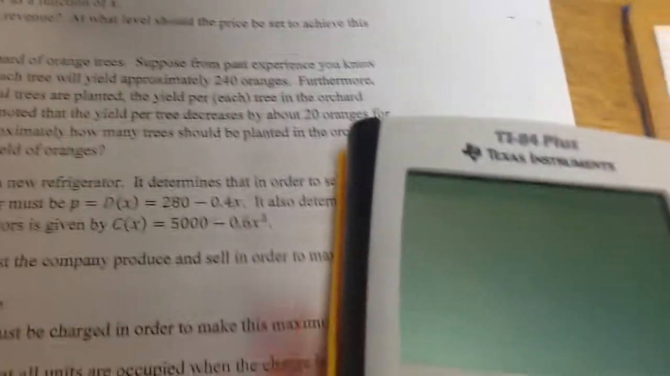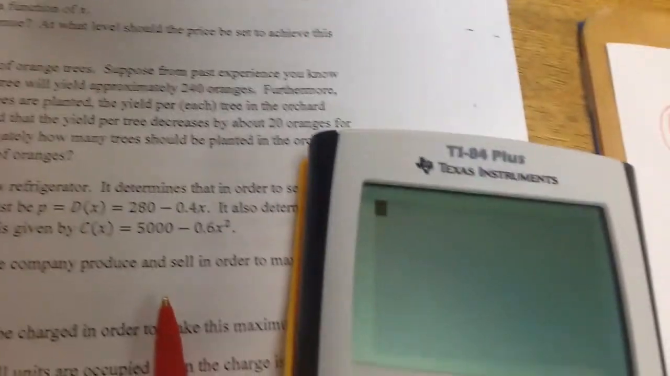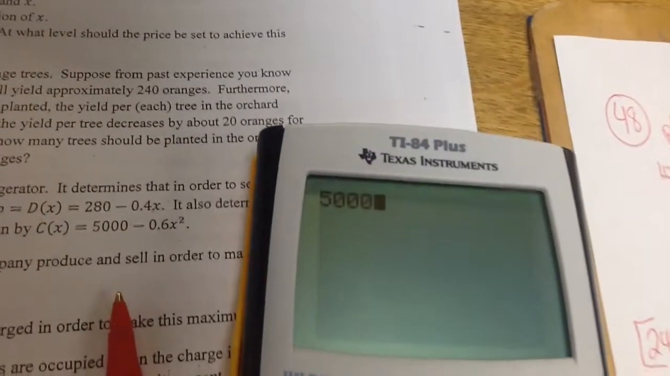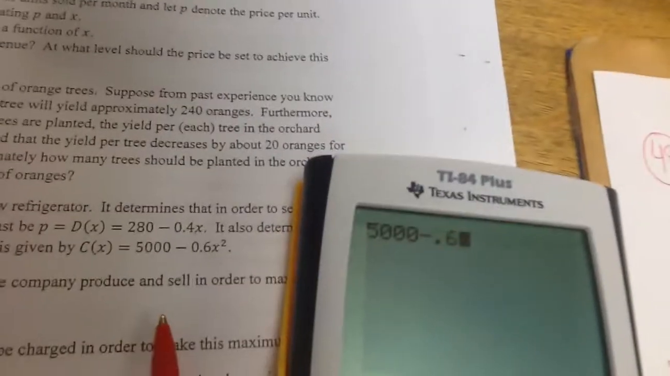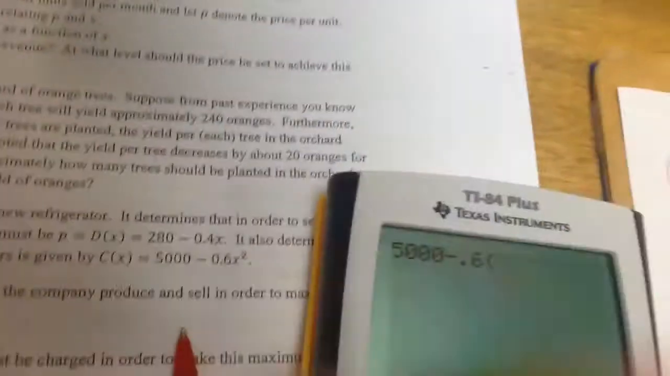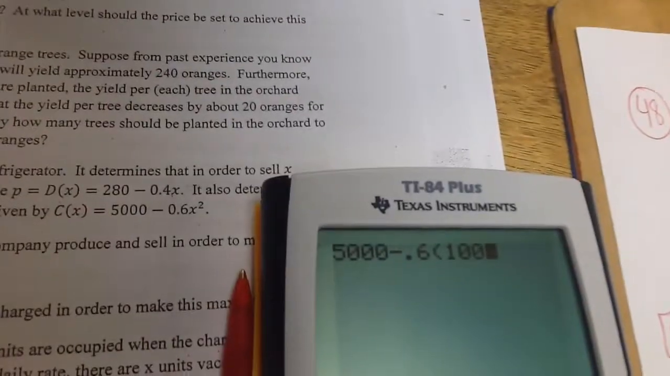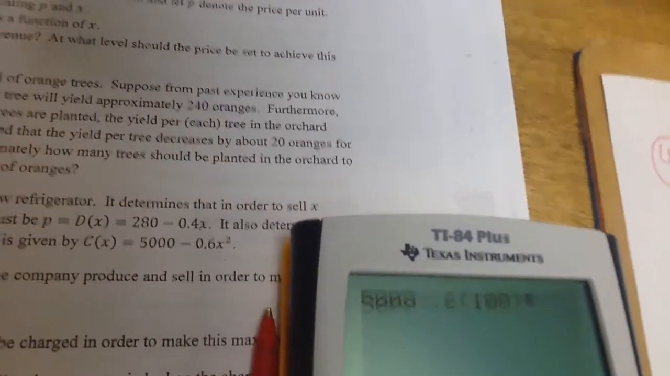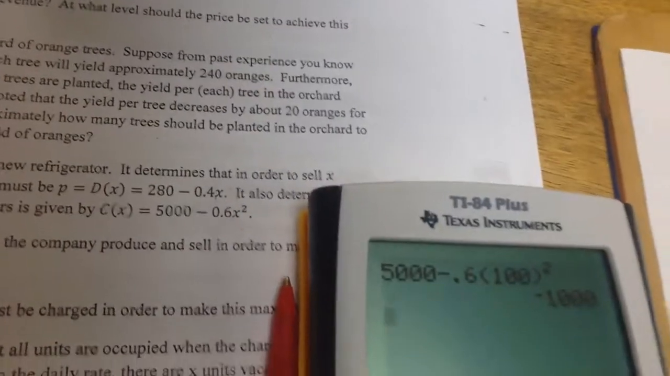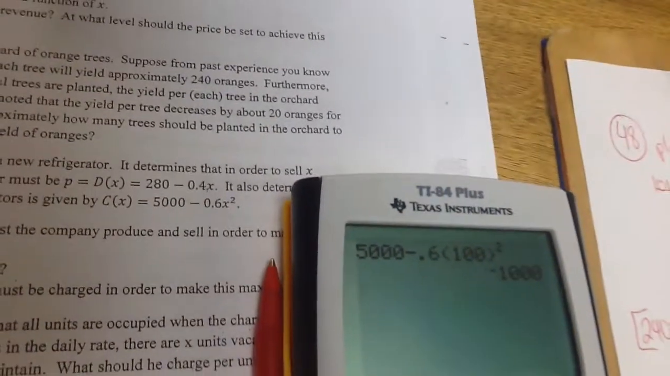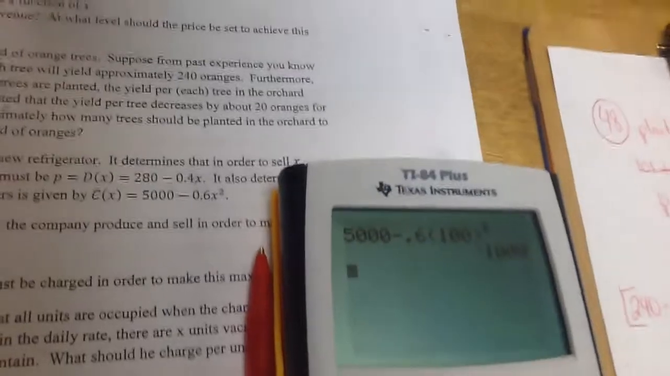It's like saying, oh, okay, I'm going to make 100 refrigerators. How much is it going to cost me? Well, it's going to cost me 5,000 minus 0.6 times, I'm going to sell 100 refrigerators, so 0.6, there we go, squared. And I'm going to get a negative number. My cost is going to be negative. So I'm going to make money by making, no, that doesn't make sense.